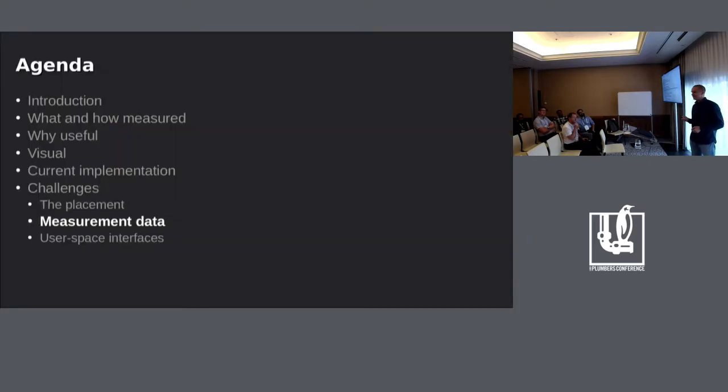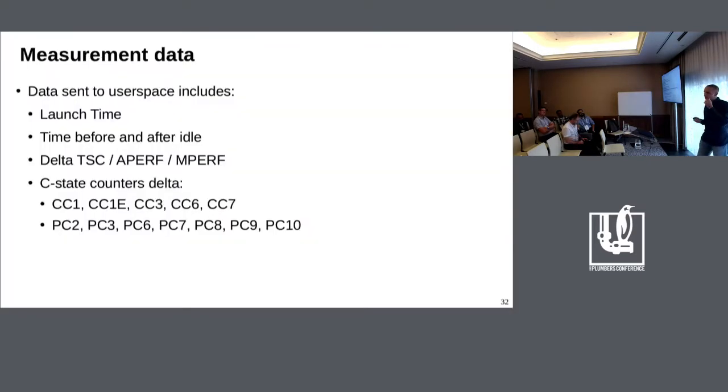The other thing is the measurement data. What do we send now to upstream? First of all, we send the launch time, the time before and the time after idle. Then we calculate delta TSC, delta APERF, MPERF, and we get statistics before and after idle for C states, and we send those deltas to upstream. So it ends up being one CSV line, a comma-separated line of numbers, and the very first line is the CSV header with a short name for each of those things.